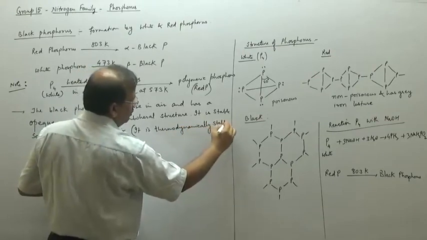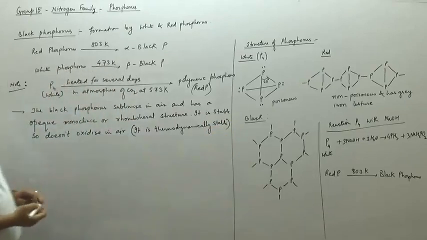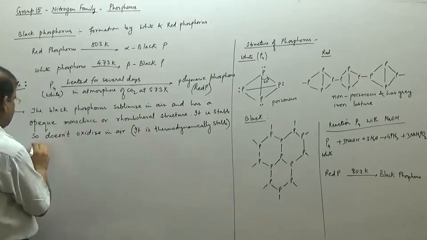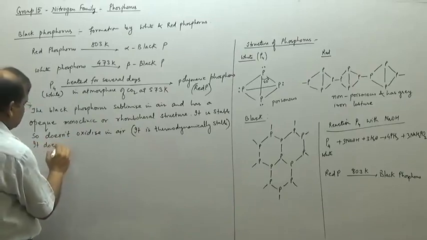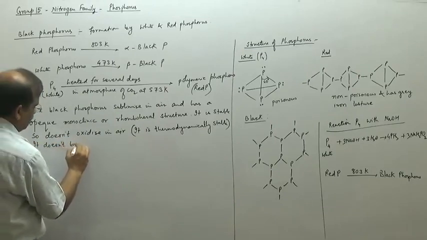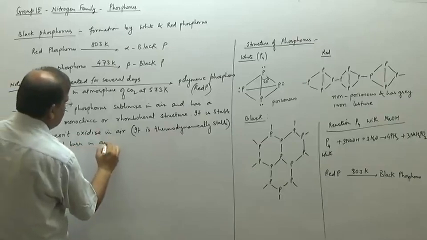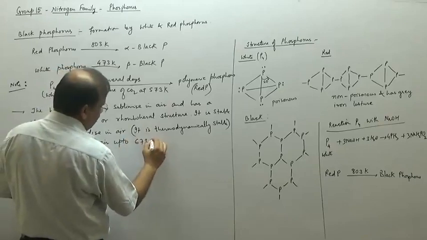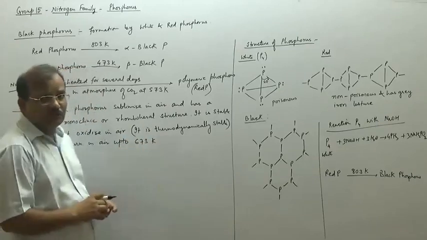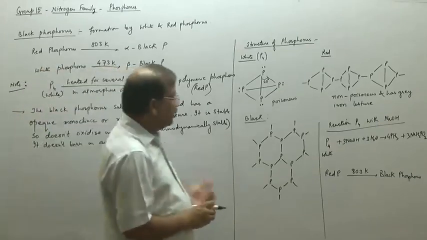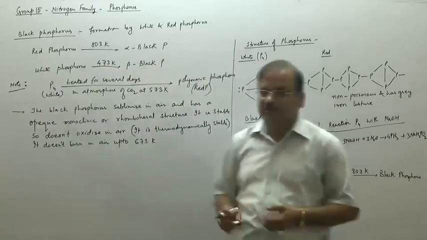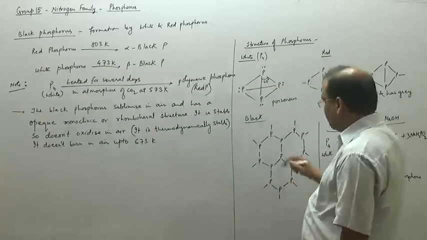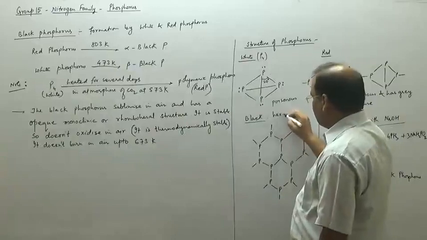So it doesn't oxidize in air very easily, and it does not burn in air up to 673 Kelvin, that is 400 degrees centigrade. It is maximum stable. It has a hexagonal shape, that is hexagonal rings.